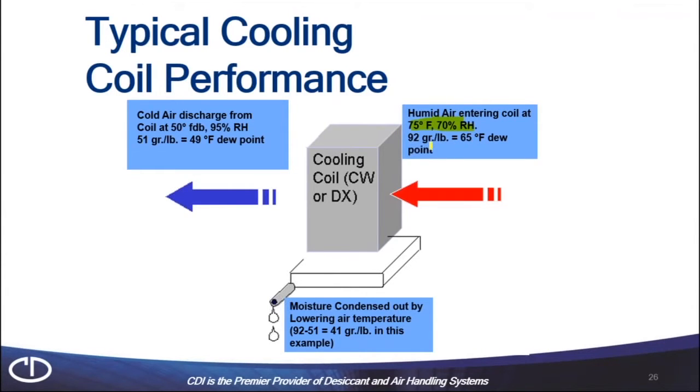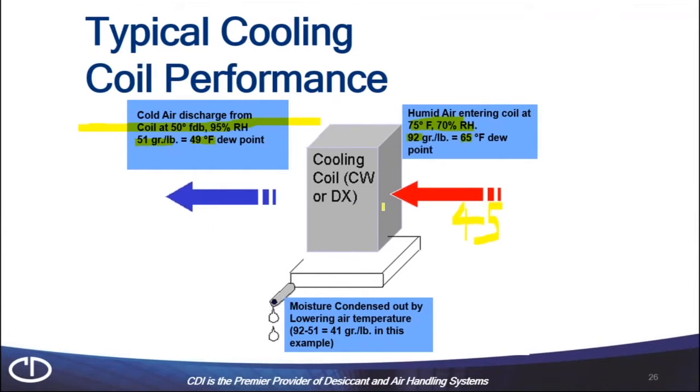That coil would typically have then a 45-degree solution being moved through the coil, or a 45-degree coil. We could then come out with a 5-degree approach then at 50 degrees. That brings us down to 51 grains, but a 49-degree dew point. As we do that, that moisture then is going to condense out of the coil into the drain pan, and the water is then going to be coming out of the system through the drain pan.